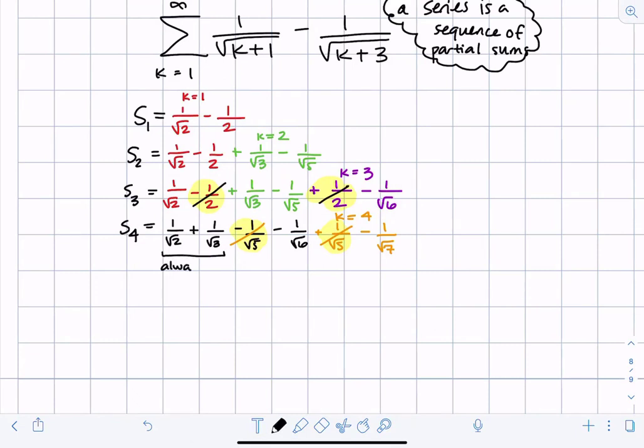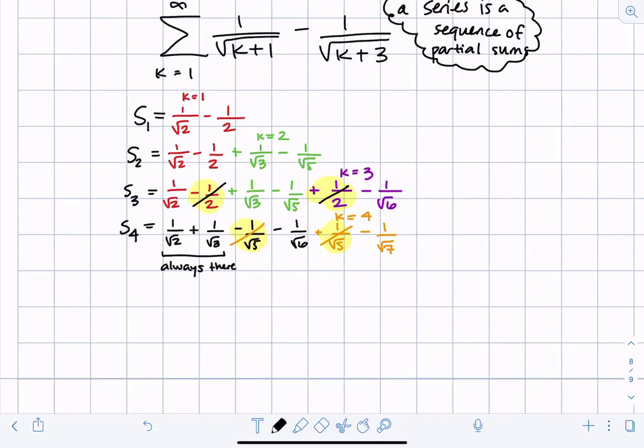Those are never going to cancel, because you're never going to have a larger k value that cancels with a 1 over root 2 and a 1 over root 3. If you think about it, we're plugging in k values that are bigger than 4 from this point forward, so you'll never have 2 and 3 pop up. So these are always going to be there.